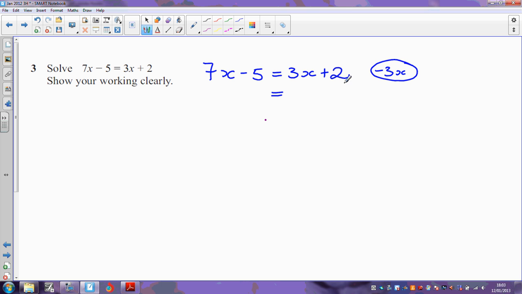First of all, if I subtract 3x from this side, I'm going to be left with just 2. And if I subtract 3x from this side, I'm going to be subtracting the 3x from the 7x, and I'm going to therefore be left with 4x, and the minus 5 stays.